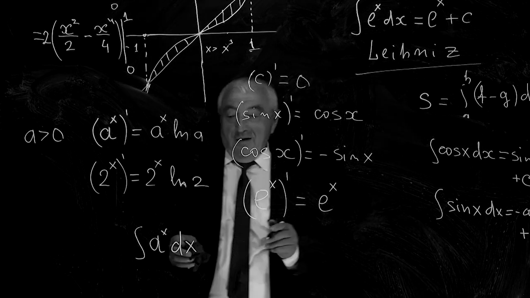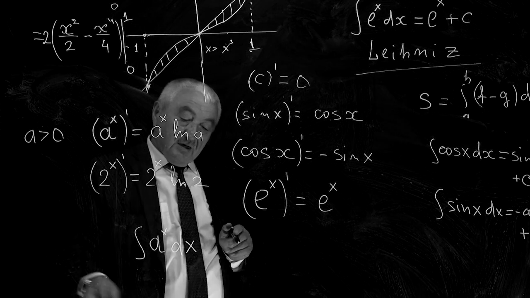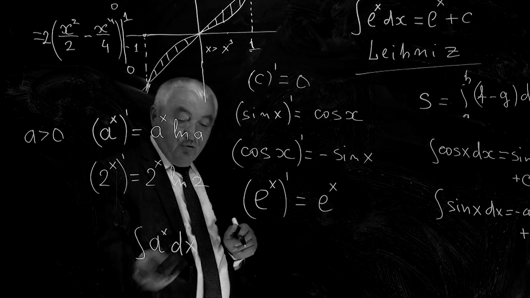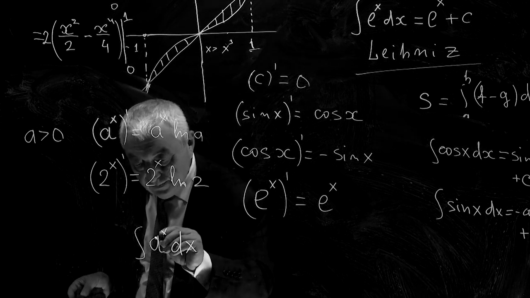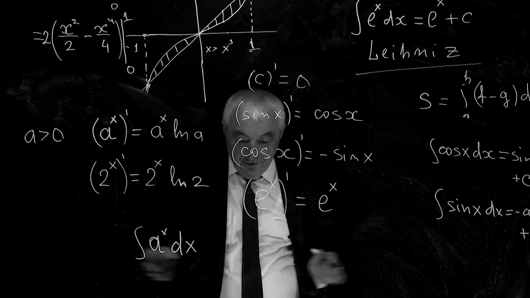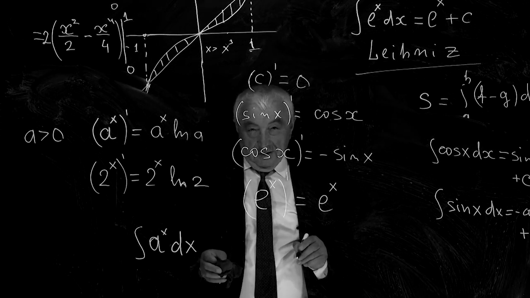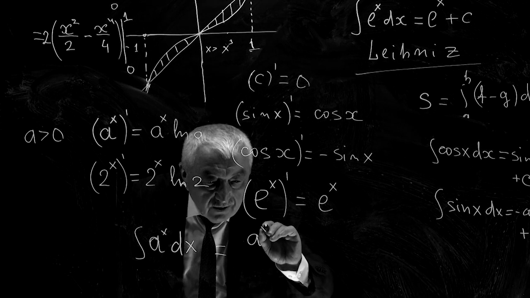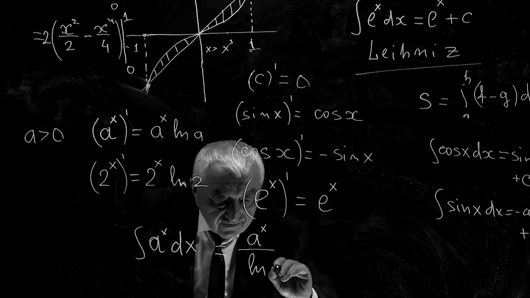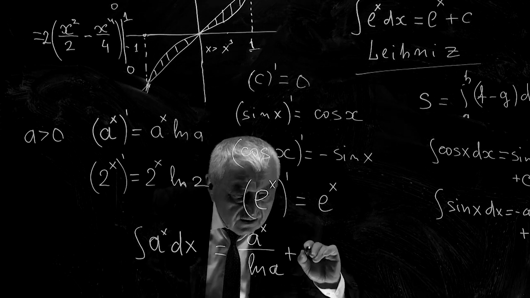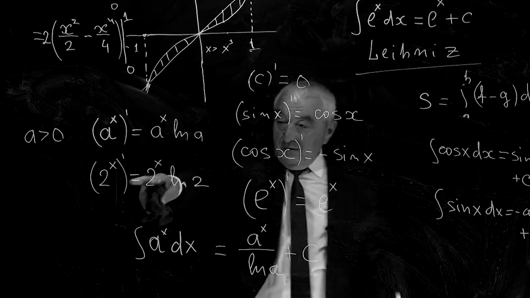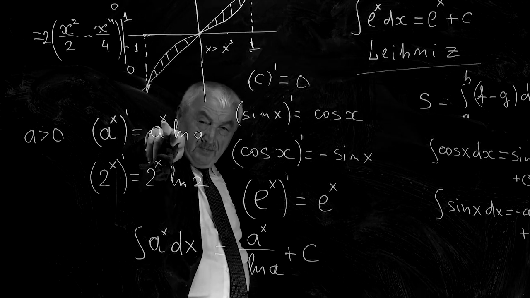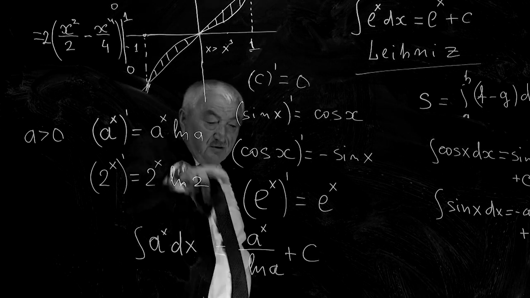The notation of Newton is not very interesting, and in mathematical sciences this notation is typical. The notation of Newton is maybe not convenient. The integral is equal to a to the power x divided by the logarithm of a plus a constant. The derivative of a to the power x divided by the logarithm of a gives a to the power x.